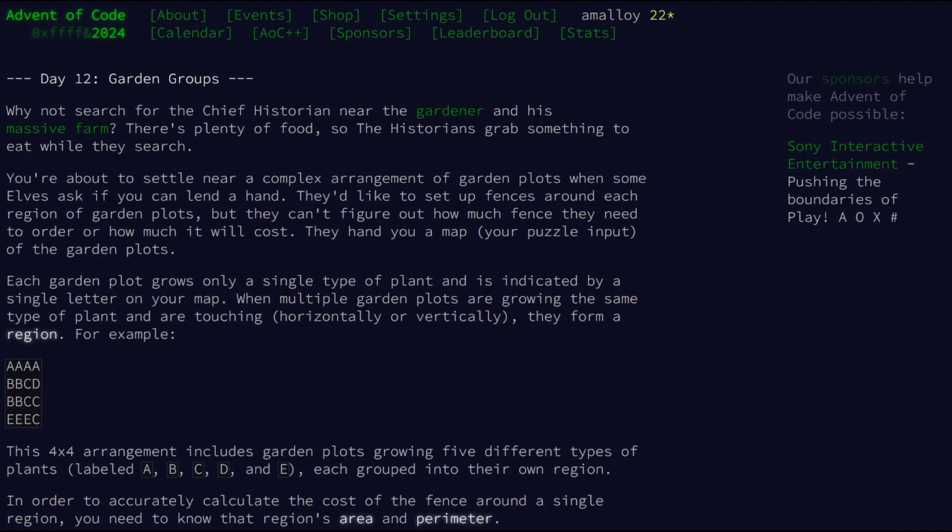I do have to say, I'm the very tiniest bit spoiled. I happened to see someone say that day 12 involved area. So there you go.